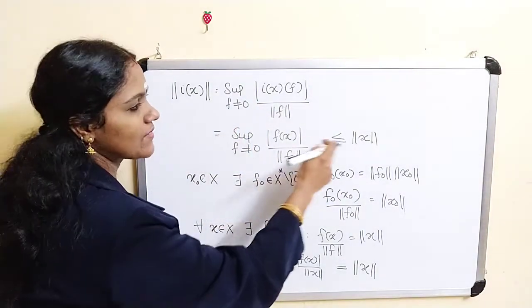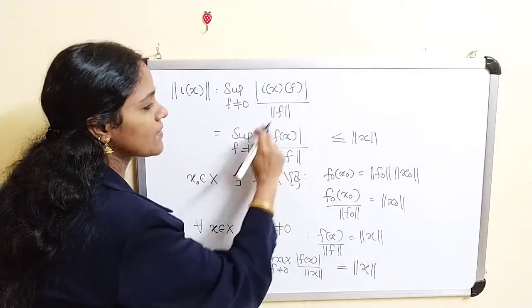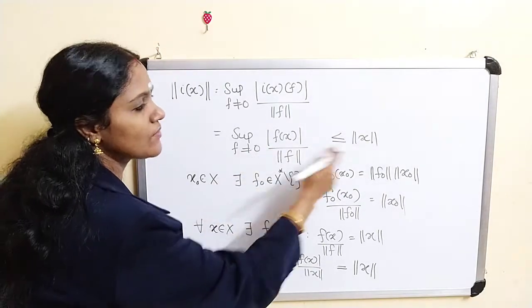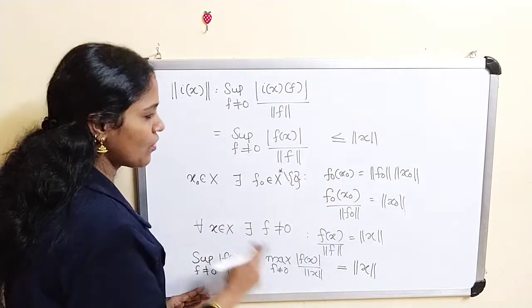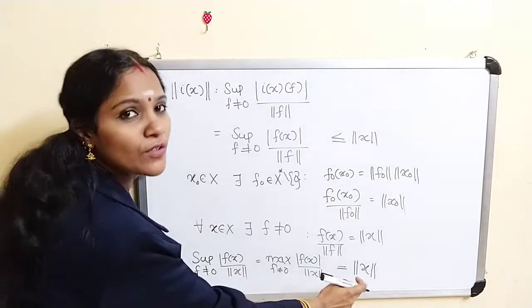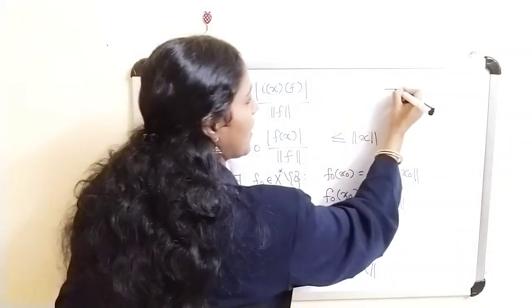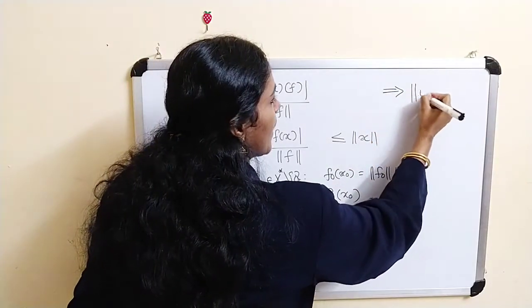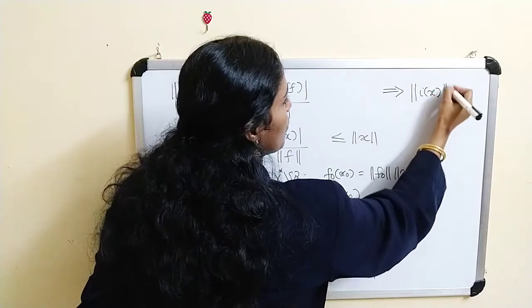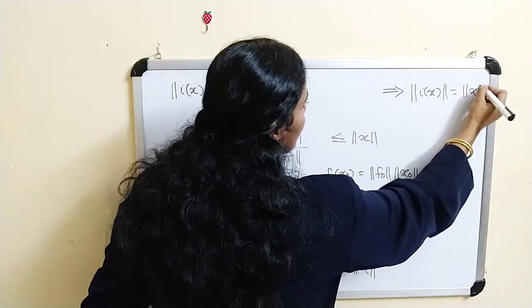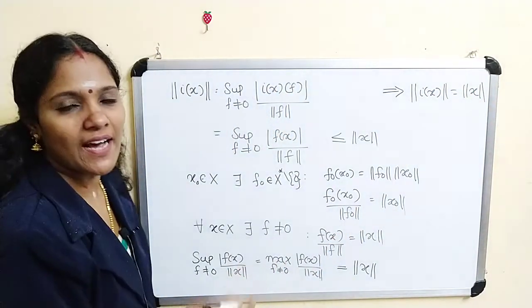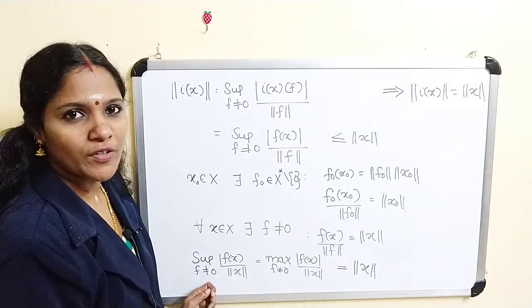This value is less than or equal to norm of x, and for some f this value is equal to norm of x. Therefore, the supremum of this value is equal to norm of x. This implies norm of I of x is equal to norm of x. This implies that I is an isometry into.